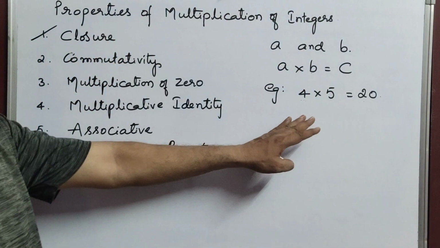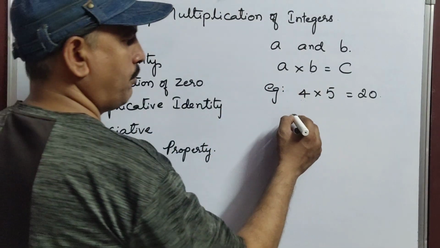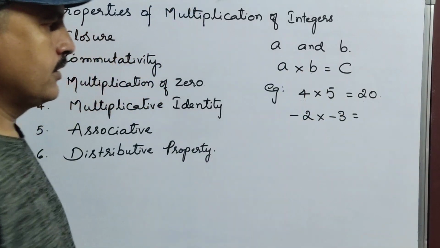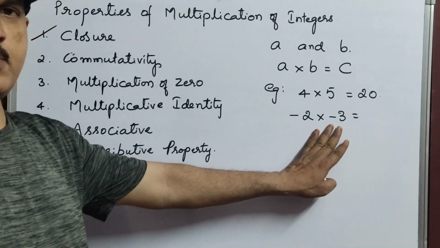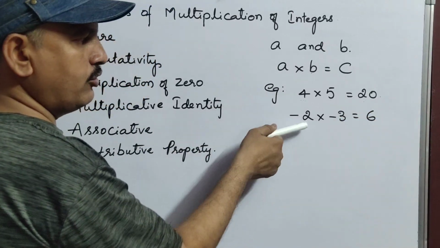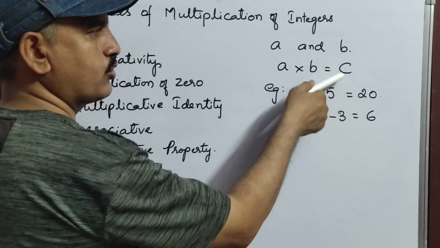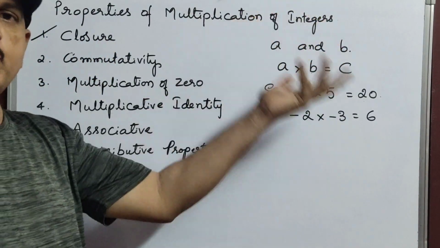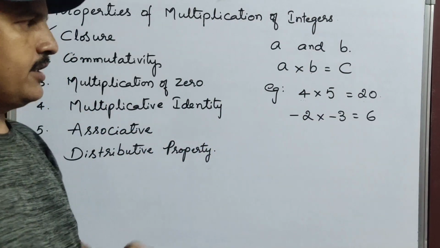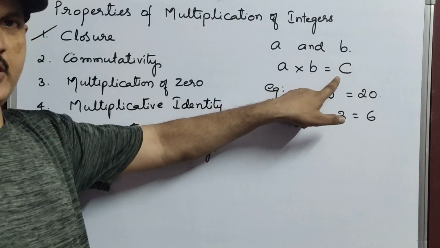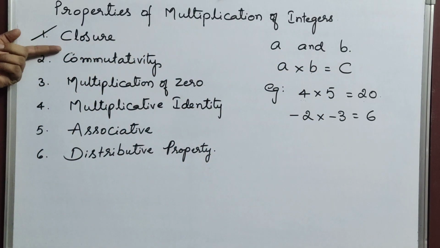Okay. This will be applicable for anything. One more example I am giving you: minus 2 into minus 3. As you all know very well, minus into minus is plus. 2 3s are 6. So now A value is minus 2, B value is minus 3, so C value is 6. That means if A and B are any two integers, whatever you like you can take, and if you multiply in this way, A into B equal to C, then it comes under closure property. Okay children, is it clear?